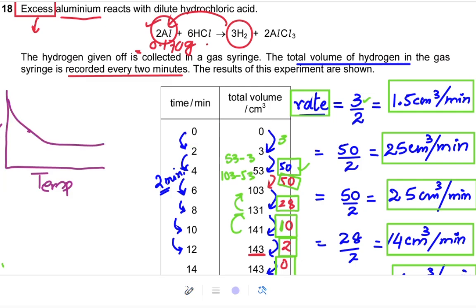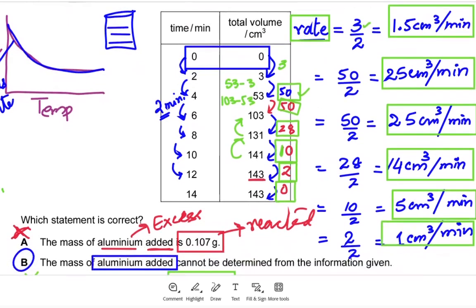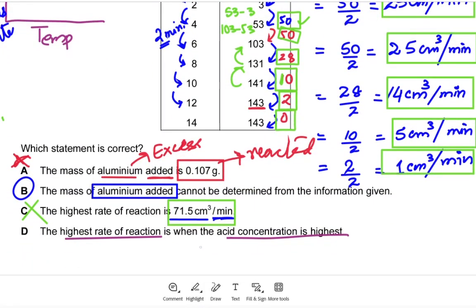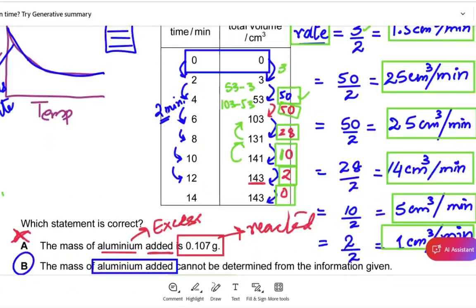So look at the point where we have to find the rate of reaction after 1.5. Most volume of hydrogen is produced in the second minute, we will calculate it and check it. Let me explain it carefully. Let me again read the statement. The highest rate of reaction is when the acid concentration is highest. So the highest concentration of acid is here.